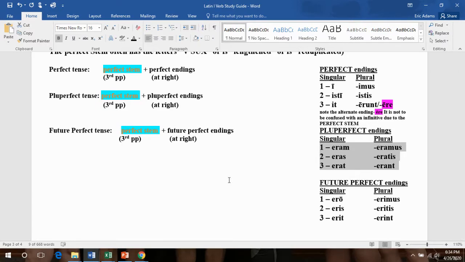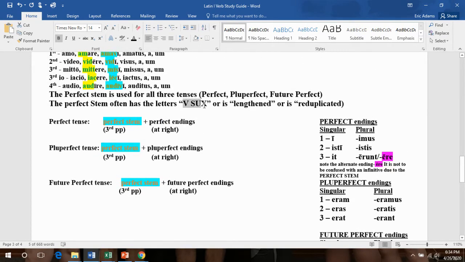Remember, the verb to be, sum, esse, fui, futurus, is in the present sum, es, est, sumus, estis, sunt, but in the imperfect, eram, eras, erat, eramus, eratis, erant. Here, however, you will know that they are endings and not the imperfect of the verb to be, because they will be attached to the perfect stem. You will see the V or S, or the fact that it will be a lengthened stem or a reduplicated stem.